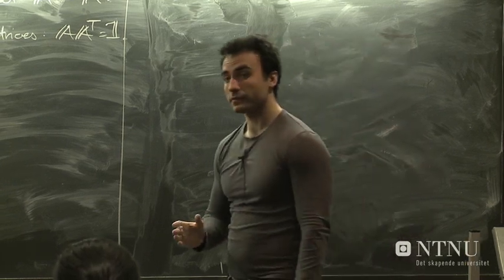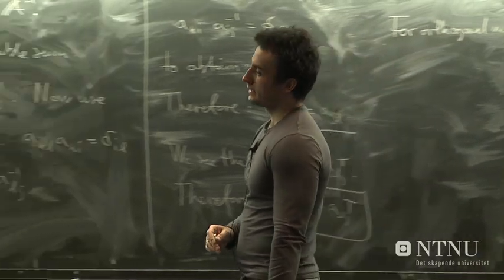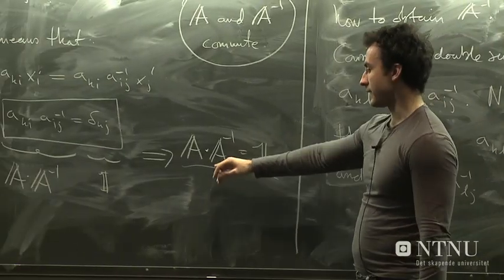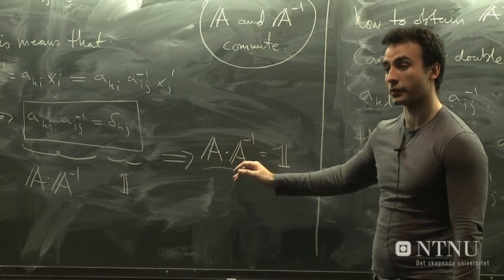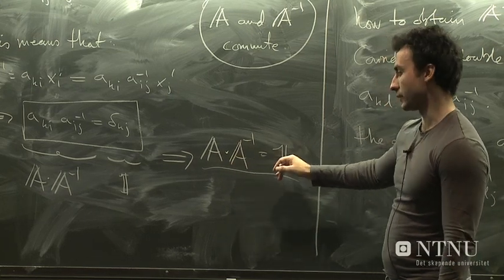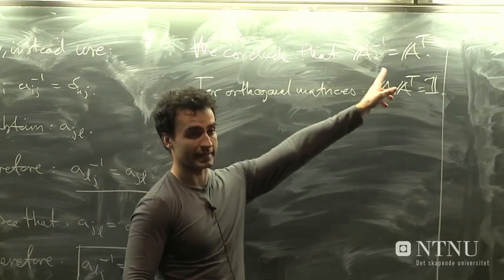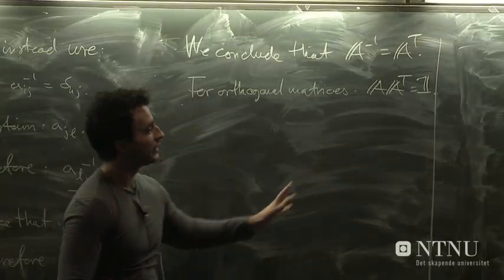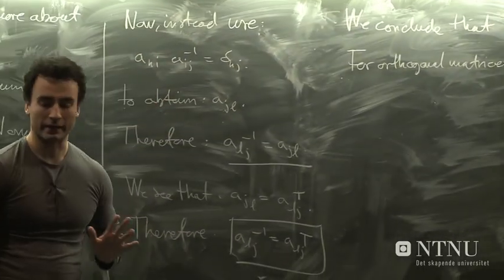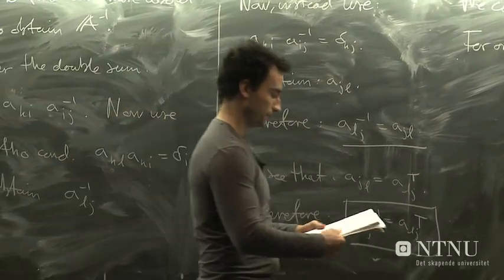Okay, so far what we have is that A and A inverse commute, and the product is equal to 1. And if A is an orthogonal matrix, we know that its inverse is equal to its transpose. Let's see if we can find out even more.